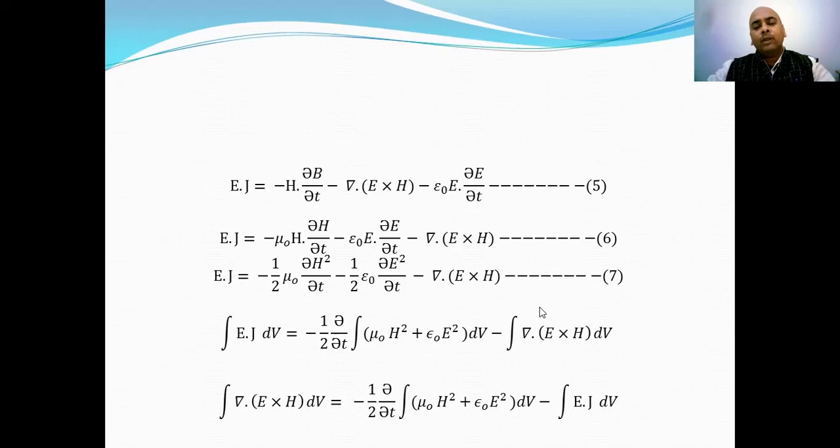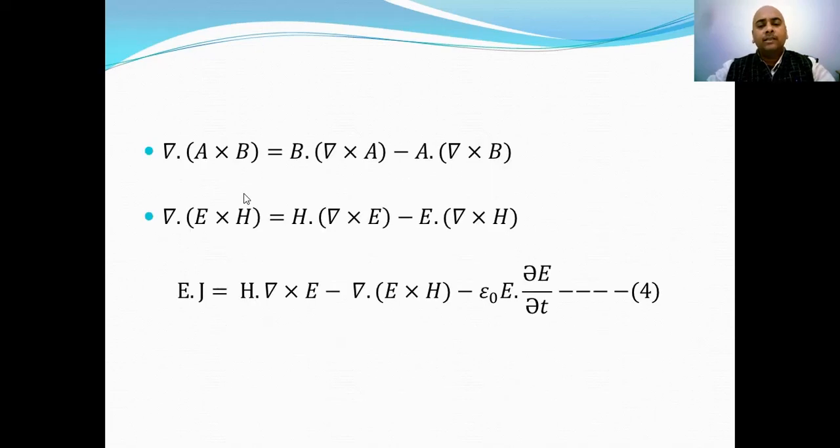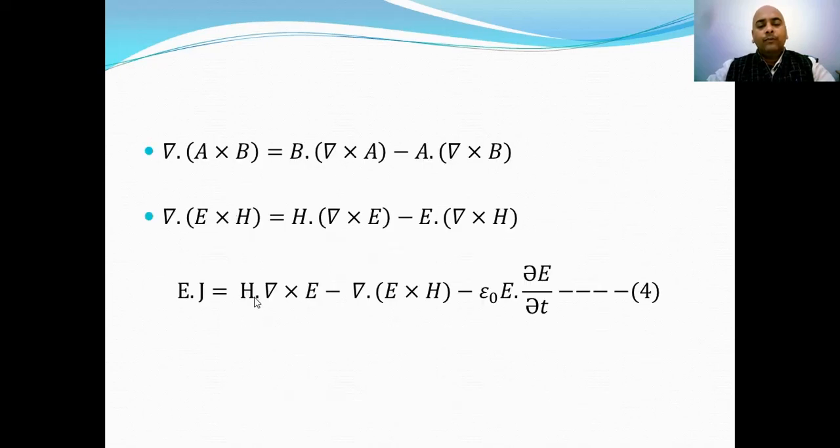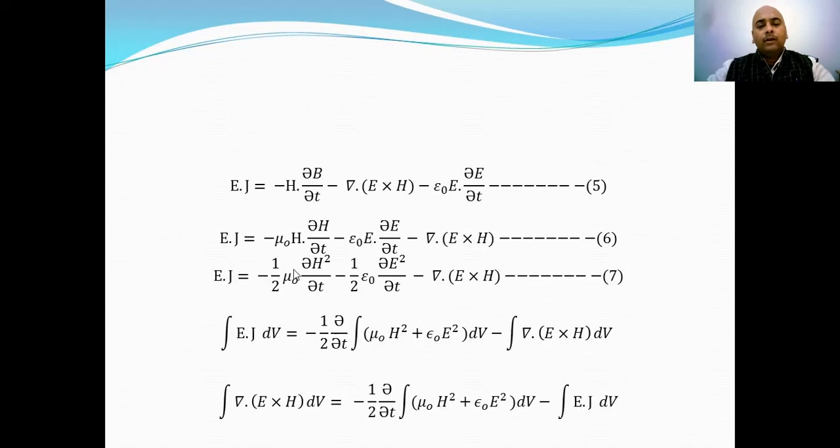Now equation 4 can further be rewritten by using Maxwell's equation, which is that curl of E is equal to minus ∂B/∂t. So by using this equation we can write that E dot J is equal to H dot ∂B/∂t minus del dot (E cross H) minus epsilon naught E ∂E/∂t.